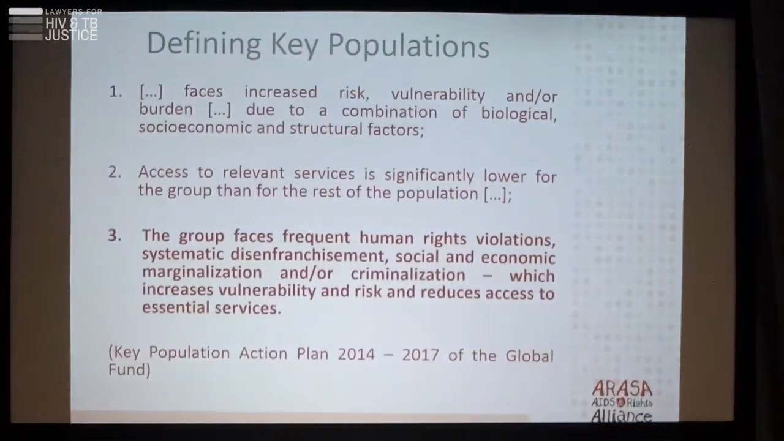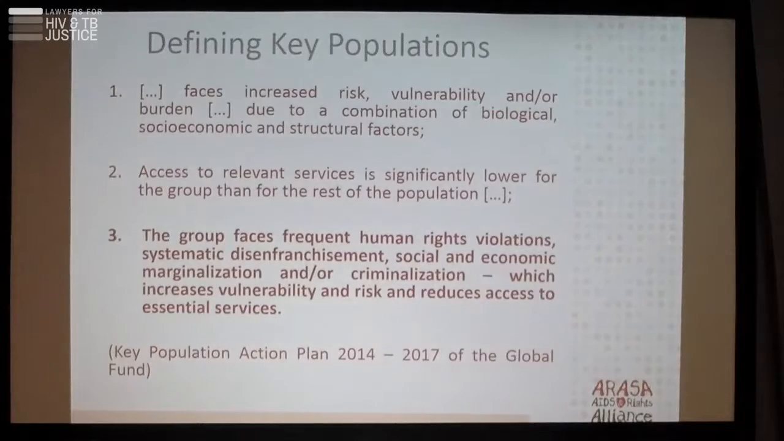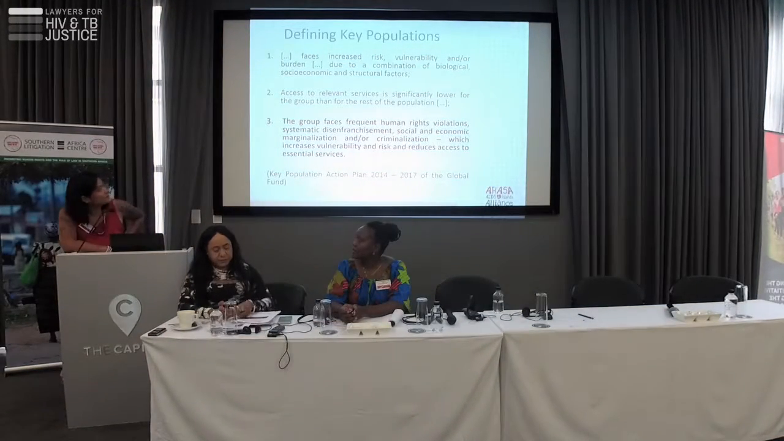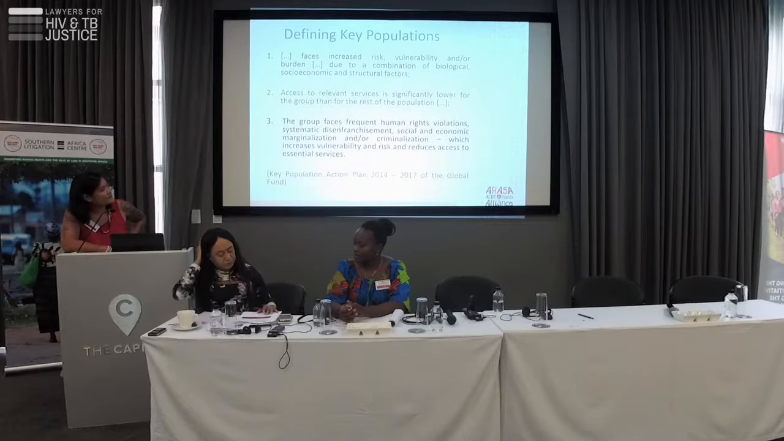So what I dragged up is from their Key Population Action Plan. They actually have 3 criteria according to which the Global Fund looks at key populations and vulnerable populations, that I find explains a little bit more what they specifically mean with key populations. The first one simply says increased risk, vulnerability, and burden related to either biological, socioeconomic, or structural factors. I shortened some of the points because they were very verbose. The second one talks about access to relevant services being significantly lower than the rest of the population.